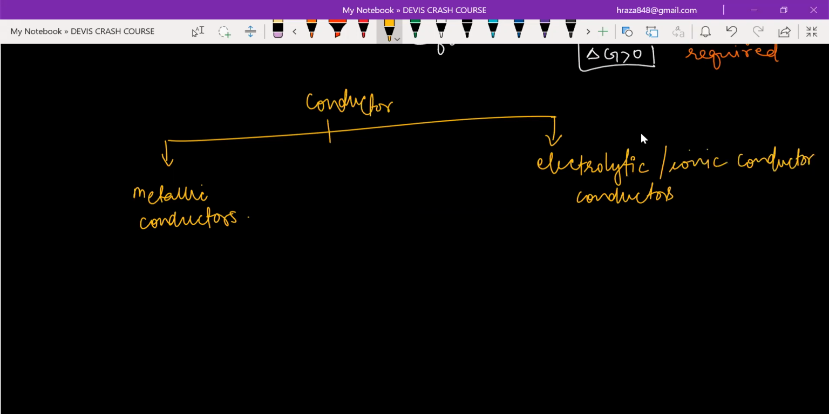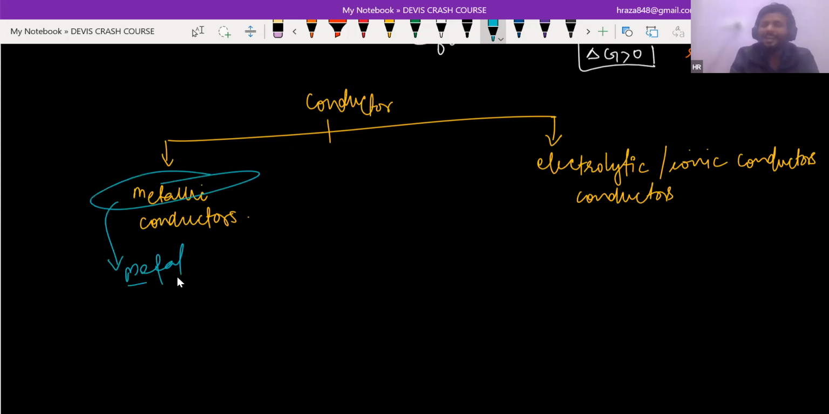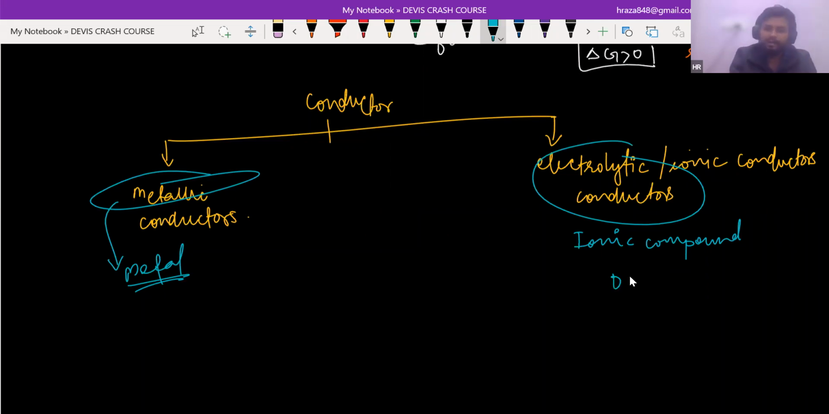Metallic is like purely solid. NaCl is also a pure solid, right? Basically, a metallic solid is the one which is a metal, like iron, aluminium, silver, gold. And electrolytic solutes are the ones which are ionic compounds. What is the difference? In a metallic conductor, the conductance is due to the free electrons present in the matter. And in electrolytic or ionic conductors, the conduction is due to the free ions.